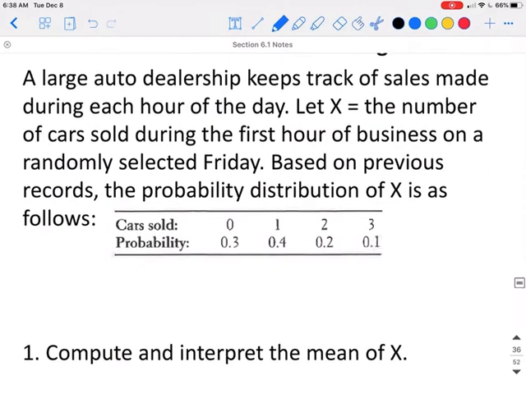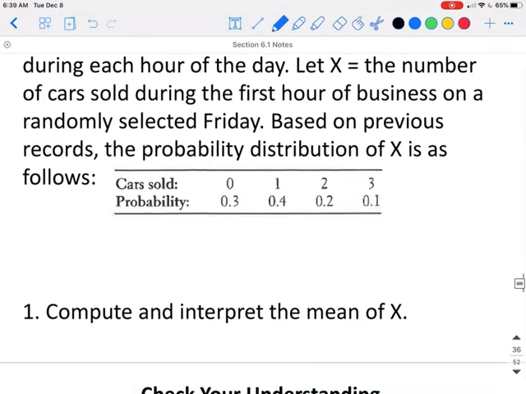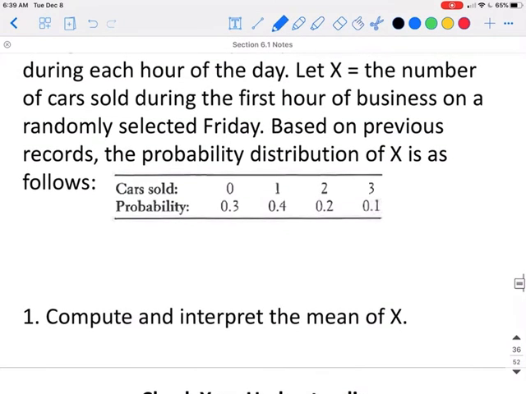Let's check our understanding. A large auto dealership keeps track of sales made during each hour of the day. Let X equal the number of cars sold during the first hour of business on a randomly selected Friday. Based on previous records, the probability distribution of X is as follows. In the first hour on Fridays, the probability of not selling any cars is 30%. Selling one car is 40%, 2 cars is 20%, and selling 3 cars within the first hour on a Friday is only 10%. We need to compute and interpret the mean.